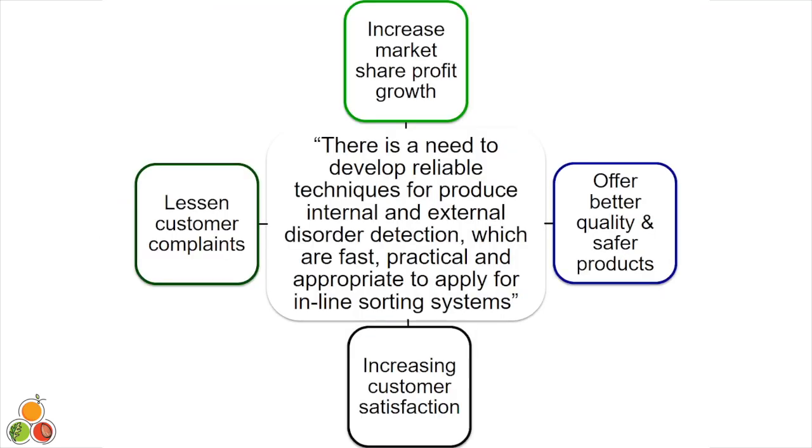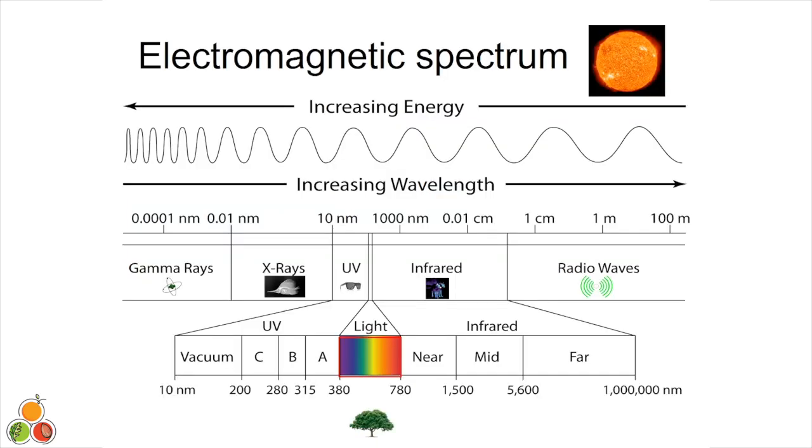And that's when we started looking at alternative means of measuring the internal quality of the chestnuts to increase consumer satisfaction, offer better quality of the product, increase market share, and lessen the complaints. Before I continue, 100% of the methods that I'll talk about today, except for floating, rely on the electromagnetic spectrum.